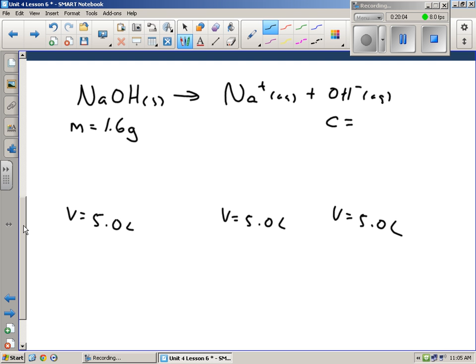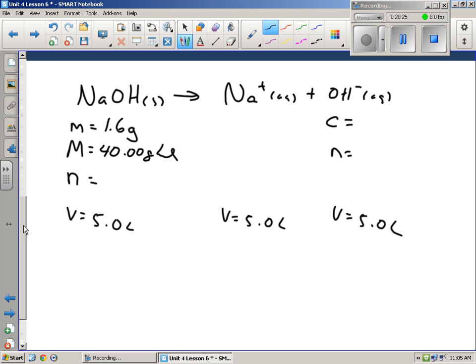N. How am I going to find N over here? How do I find N? Yep, but I don't know C. Use the molar mass here, yes? So I'm going to use the molar mass here, 40 grams per mole.